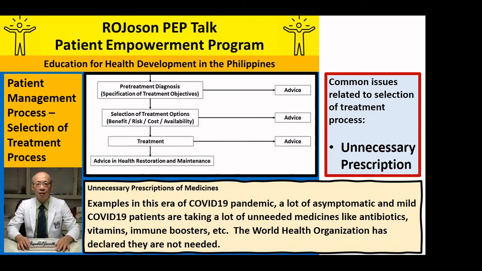Examples, in this era of COVID-19 pandemic, a lot of asymptomatic and mild COVID-19 patients are taking many unneeded medicines like antibiotics, vitamins, immune boosters, etc., despite the fact that the World Health Organization has declared that they are not needed.